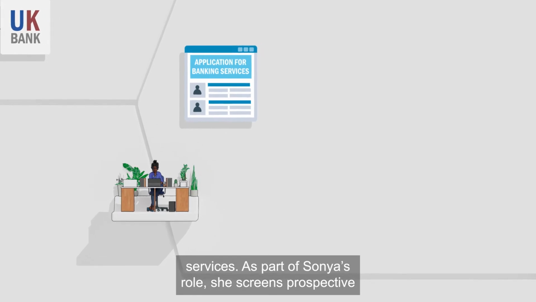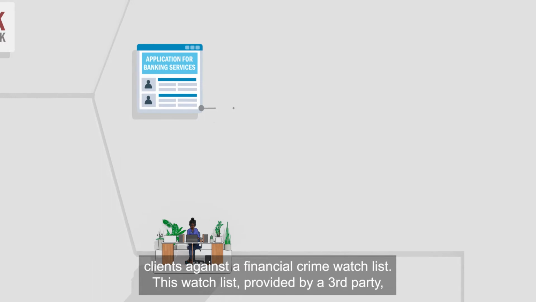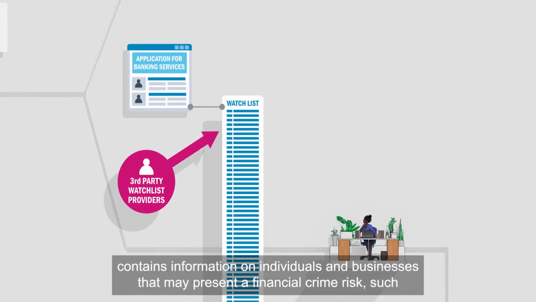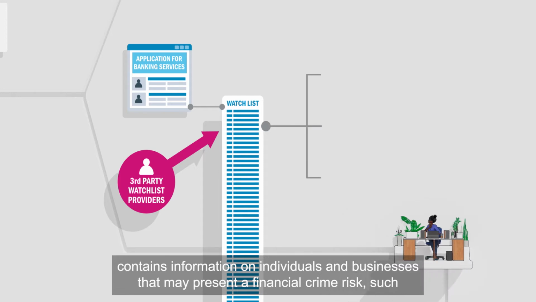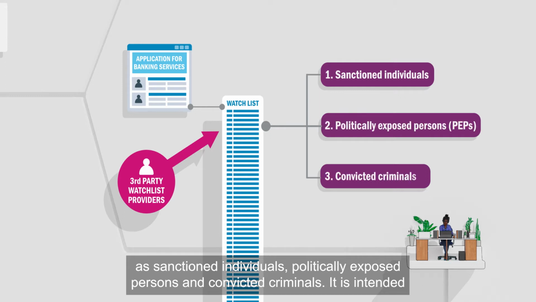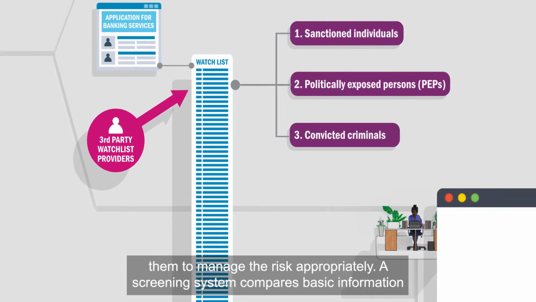As part of Sonia's role, she screens prospective clients against a financial crime watch list. This watch list, provided by a third party, contains information on individuals and businesses that may present a financial crime risk, such as sanctioned individuals, politically exposed persons, and convicted criminals. It is intended to help Sonia determine if UK Bank wants to do business with these customers and enable them to manage the risk appropriately.